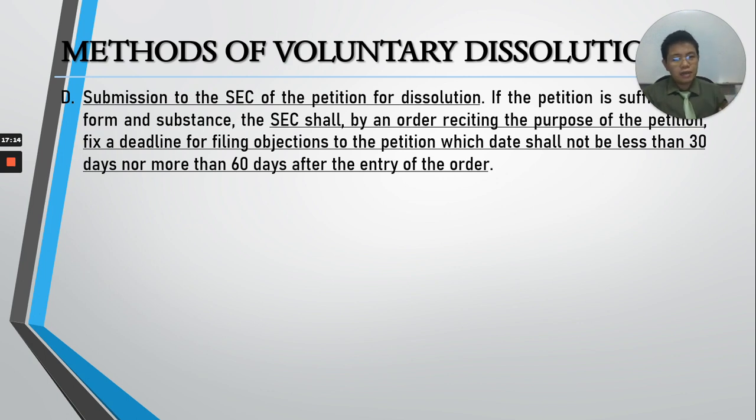Tapos dun sa order na yan, may nakalagay din na date. Ano yung date na yon? Deadline for filing of objections to the petition. Bakit? Sino bang mag-object sa petition? Di yung mga creditors na nung una pa lang hindi nakuha yung consent nila para mag-dissolve. So remember, the date shall not be less than 30 days nor more than 60 days after the entry of the order. So let us say, final sa SEC yung petition for dissolution, tapos nagkaroon ng order. So yung date ng order, yung setting, yung date for deadline for the filing of the objections.